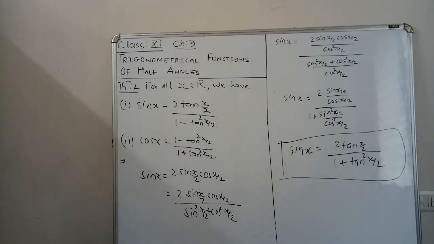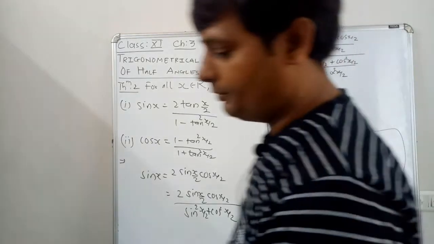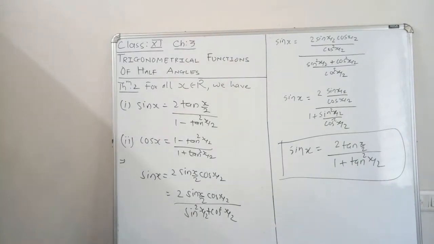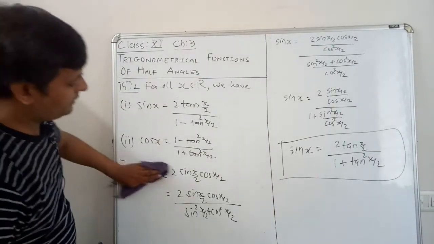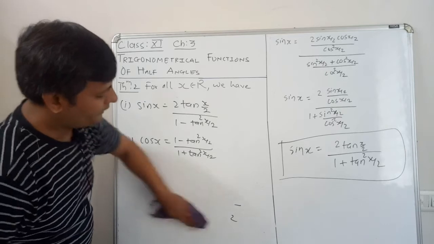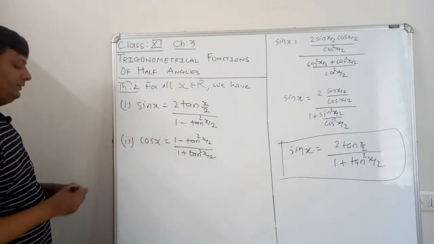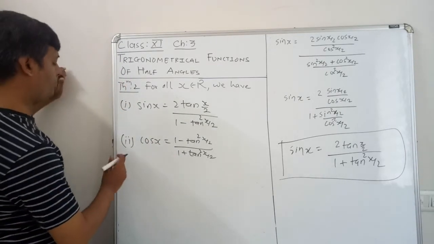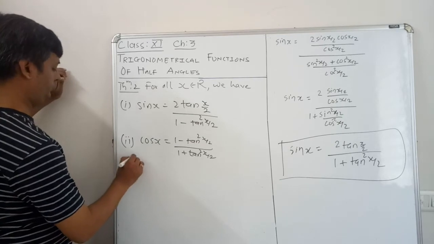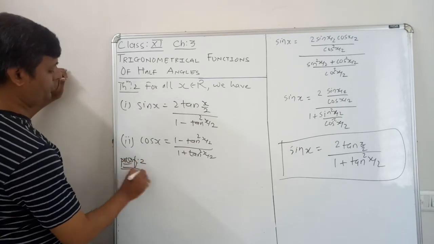ओके, तो चलो सेकंड रिजल्ट पे चलते हैं. cos x is equal to 1 minus tan square x by 2 and 1 plus tan square x by 2. तो मुझे बताओ बच्चों, cos x की जगह पे क्या लिख सकते हैं, क्योंकि आपने अभी प्रीवियस थियरम में प्रूव करके दिया है, राइट? तो चलो रिजल्ट 2 के लिए प्रूफ 2. ओके, प्रूफ 2. चलो बोलो.